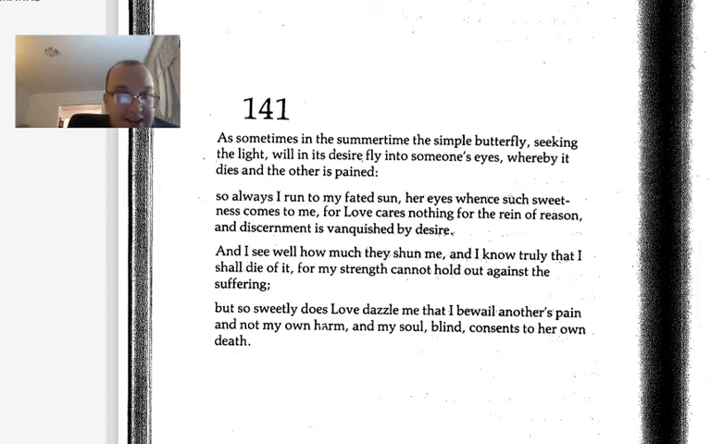That's his desire. He knows the third part of that: I see well how much they shun me, and I know truly that I shall die of it. My strength cannot hold out against the suffering. So, kind of dark, right? He's saying that he can't help this love. He knows it's bad, but he's going to do it anyway, even if it causes him pain. So that's one of my favorites as far as painting this idea of pining away for someone you can't get.